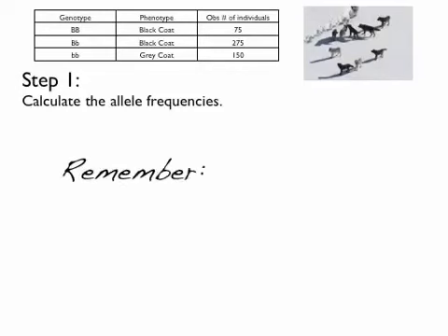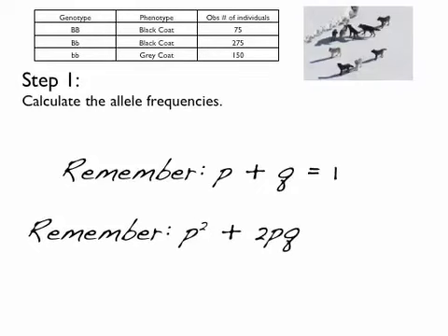The first thing we want to do is calculate the allele frequencies. Remember that P plus Q equals 1, and P and Q represent the different alleles. In this case, it's uppercase B and lowercase b, which are the dominant and the recessive alleles for coat color. But also remember that P squared plus 2PQ plus Q squared equals 1, and P squared, 2PQ, and Q squared represent the 3 different genotypes.